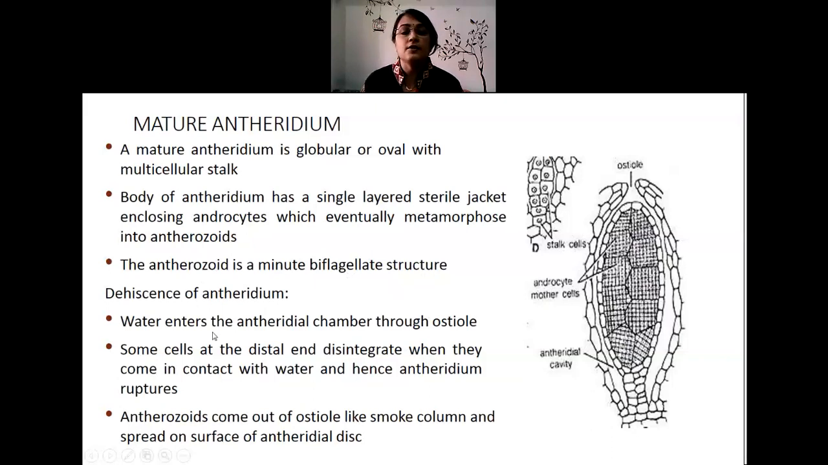The mature antheridium will dehisce, that is, water enters in through the ostiole. Some cells of the distal end will disintegrate when they come in contact with water, and the antheridium will rupture, and the androcyte mother cells will metamorphose into antherozoids, and from the ostiole or the opening, a cluster or a group of these antherozoids will emerge out like a smoke column and spread on the surface of the antheridial disc.